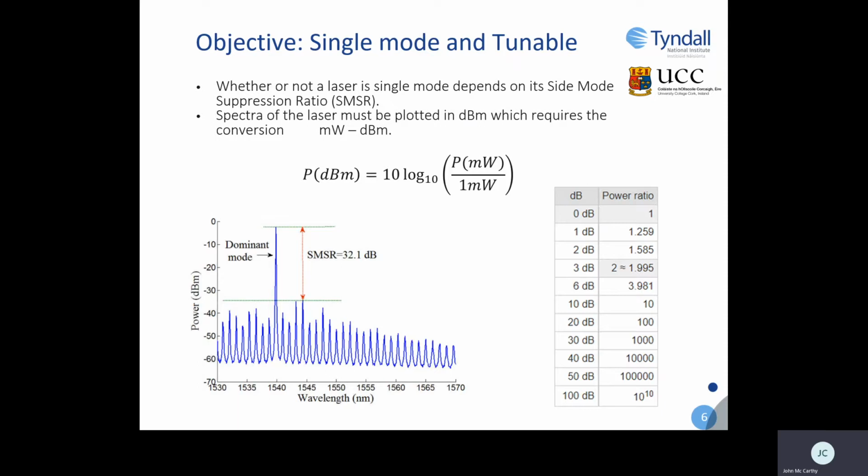This value is measured in decibels. So if this value is 10 decibels, then the dominant mode is 10 times more powerful than the secondary. If it's 20 decibels, then it's 100 times more powerful. And if it's 30 decibels, it's 1,000 times more powerful. For a spectra to be considered single mode, we require the SMSR to be 30 decibels or greater.